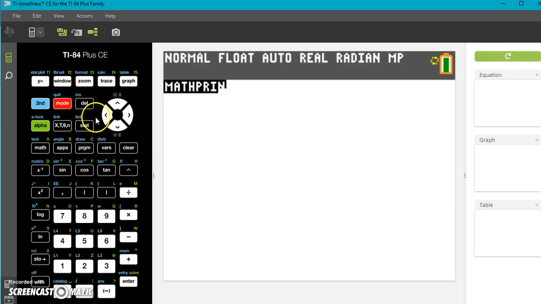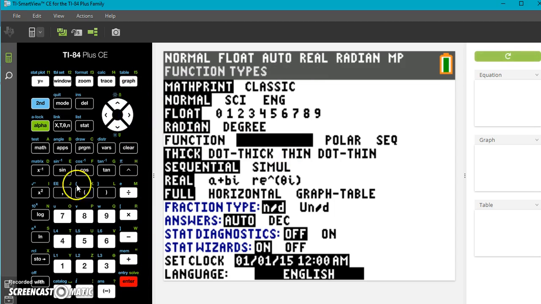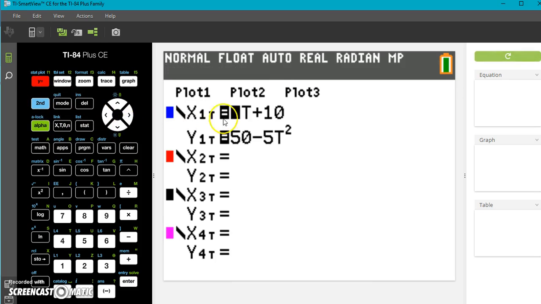Now I want to show you how to graph parametric. We're going to do the same exact thing. You go to mode here, and you're going to go over to parametric. We will do polar next. Notice polar is right next to it, so hit enter. As soon as you go to y equals, you have the parametric notation. So I'm going to type in the x and the y equations parametrically.